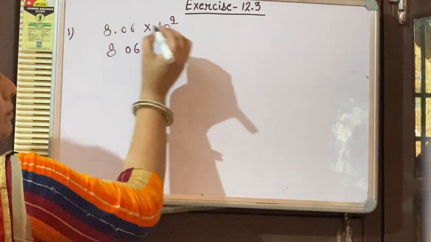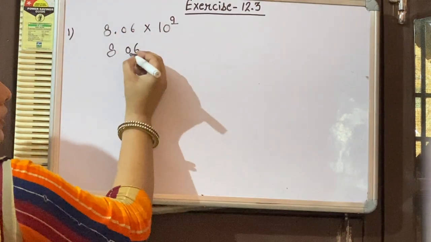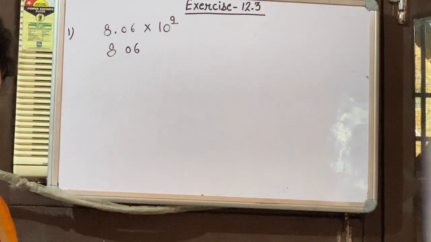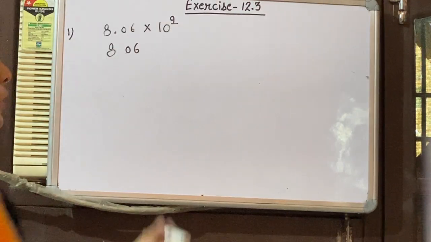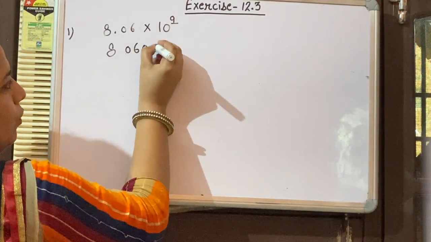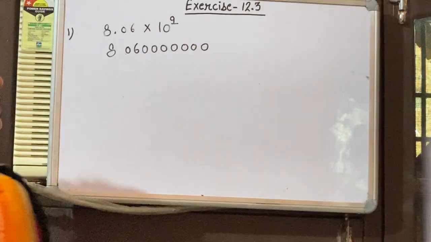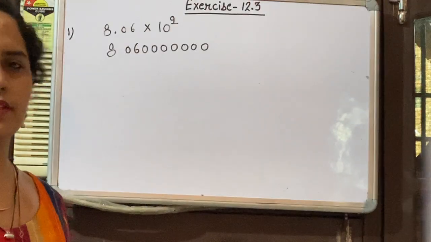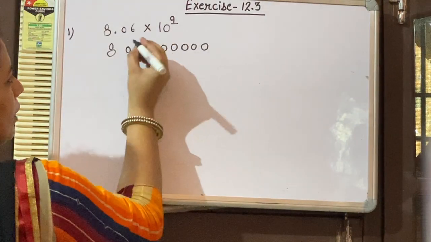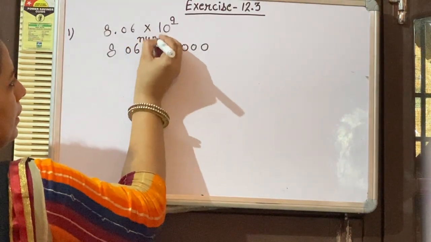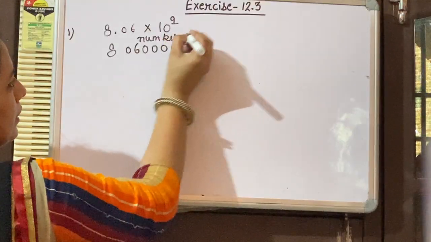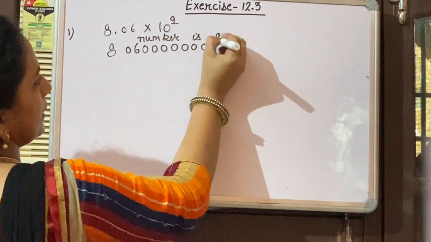So after the decimal count 9 digits, 1 2, after that you have to put 0. That means 3 4 5 6 7 8 9. So this is the usual form of this number. Here we have to write that the number is greater than 1.